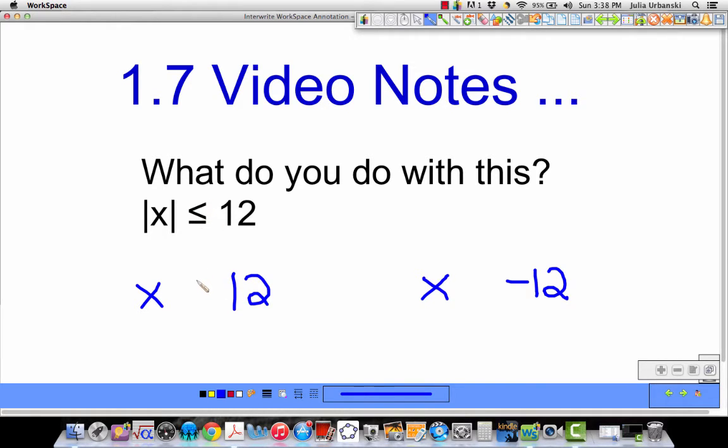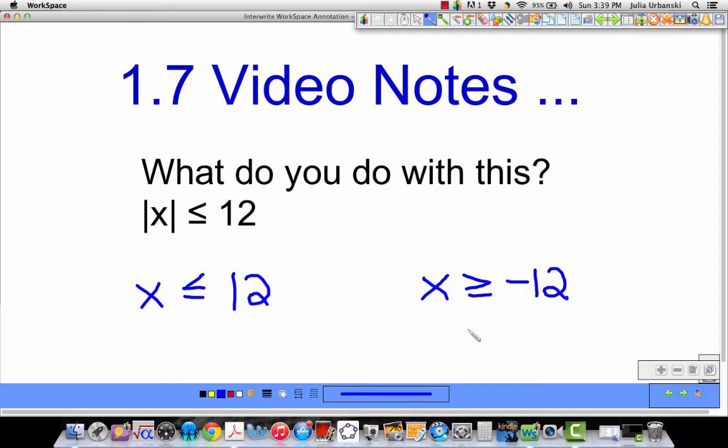So when it's positive, that's fine. Nothing changes. But when the 12 has turned into a negative 12, you've basically multiplied by negative 1. And anytime you multiply by a negative number, you have to take this sign and flip it so it becomes greater than or equal.